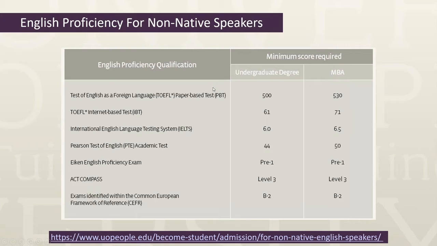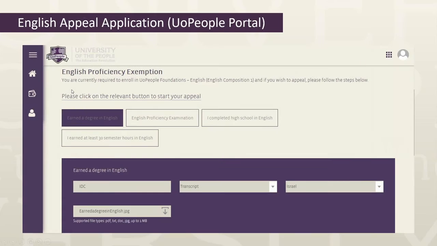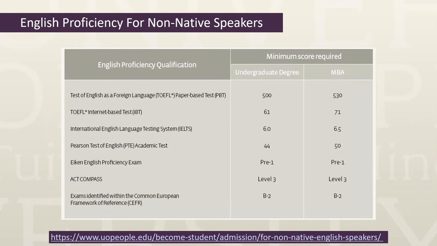Okay, now moving to English appeals. Applicants who are non-native English speakers or did not complete their high school education in an institution where the primary language of instruction is English are required to provide proof of English proficiency. You can feel free to check our website for more information on various ways to appeal your English, including having earned a degree from a college or university where the primary language of instruction was English, or other types of score reports and grade requirements.